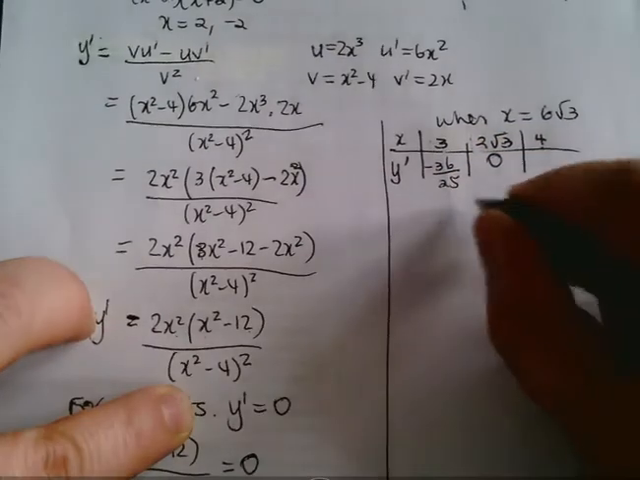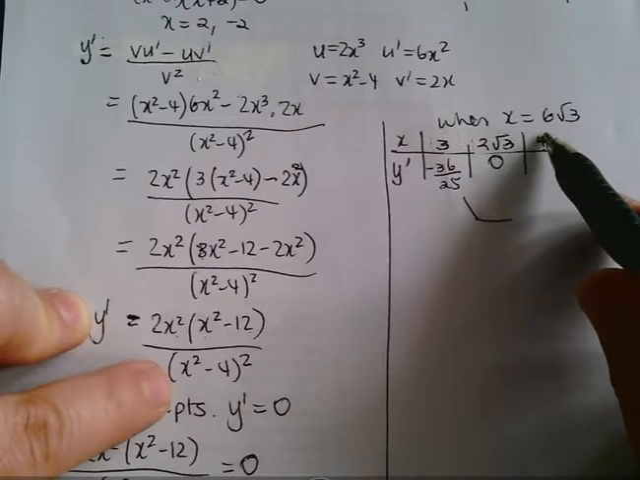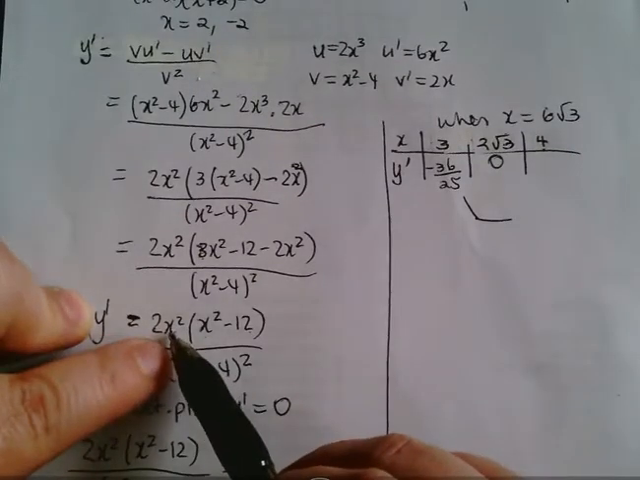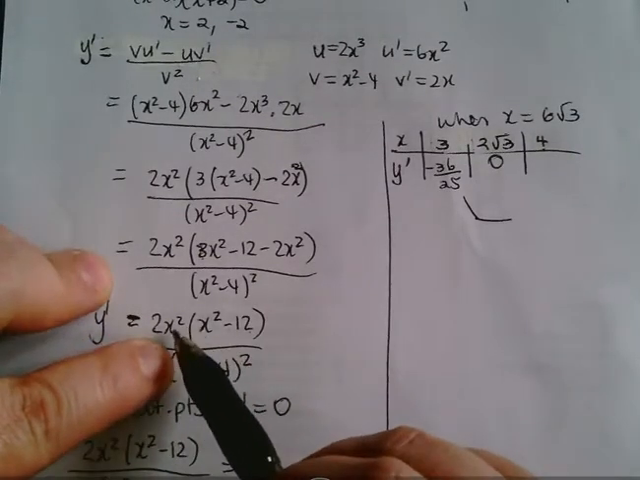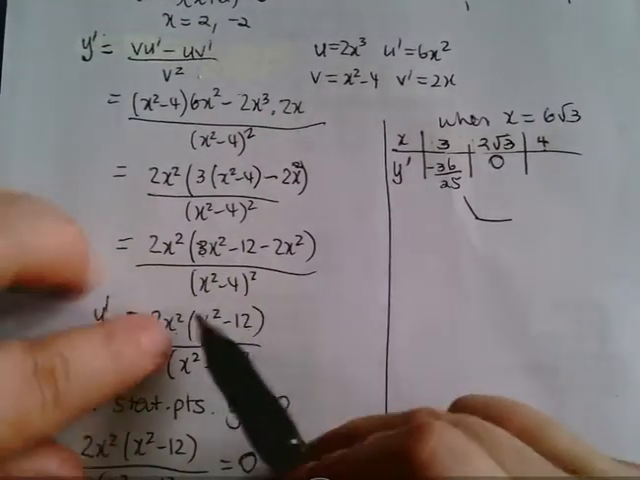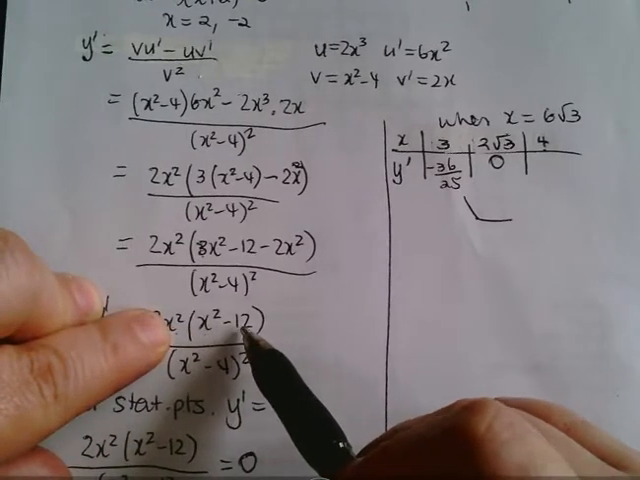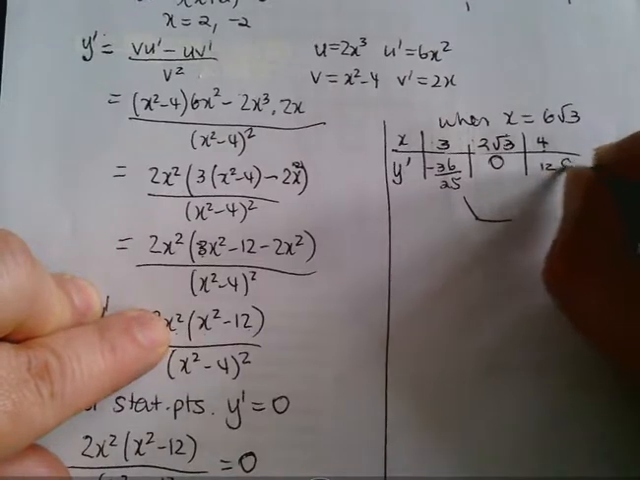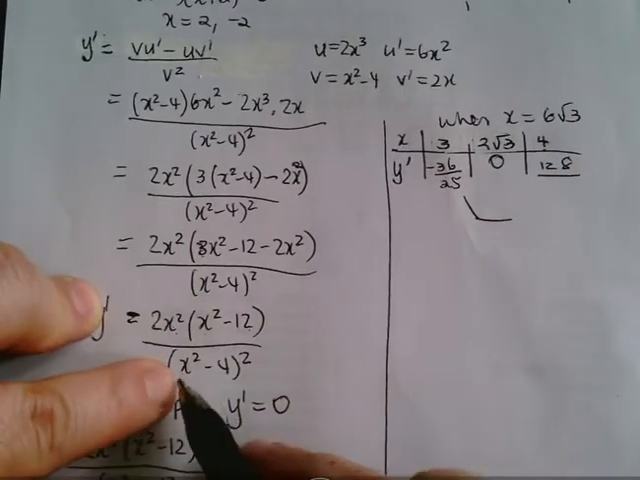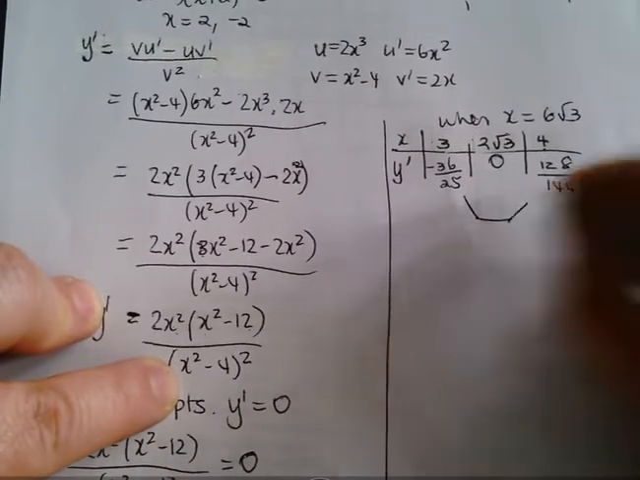It's negative. 0 gradient. We're hoping here we've got a positive gradient. We've got 2 times 16 is 32. Then we've got times 4, 64, 128 over, this will be positive. 16 minus 4 is 12 squared is 144. This is a positive gradient.